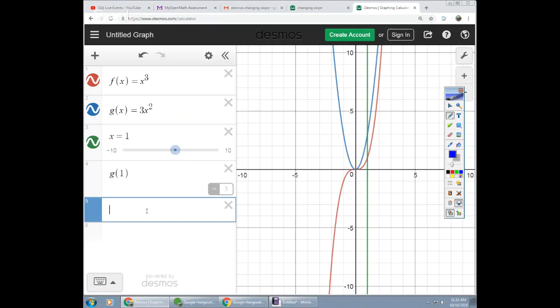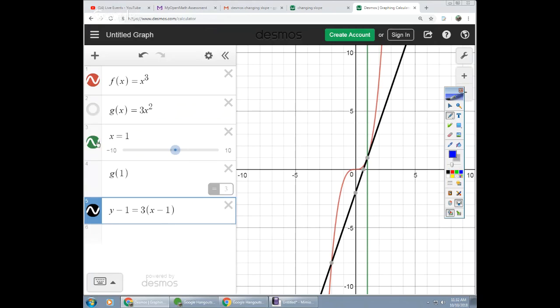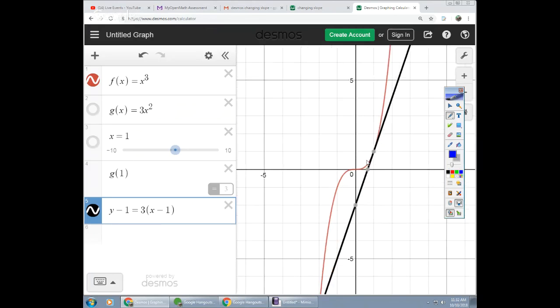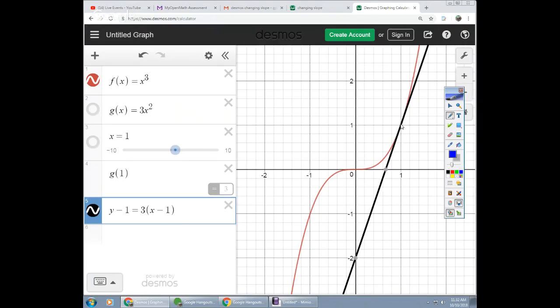So how do I find the slope of a tangent line? Sorry, not the slope of a tangent line, the equation of a tangent line. So y minus y1, so again, when x is 1 here, y is 1, so I get y minus 1 equals the slope, what do I think the slope is? 3 times x minus the x value, x minus 1. And that looks pretty darn good. I'm going to turn off the slope function for a minute, turn off x equals 1, and just zoom in. That looks like a pretty tight fit there, doesn't it? Tangent line? Yeah, I think we did it.